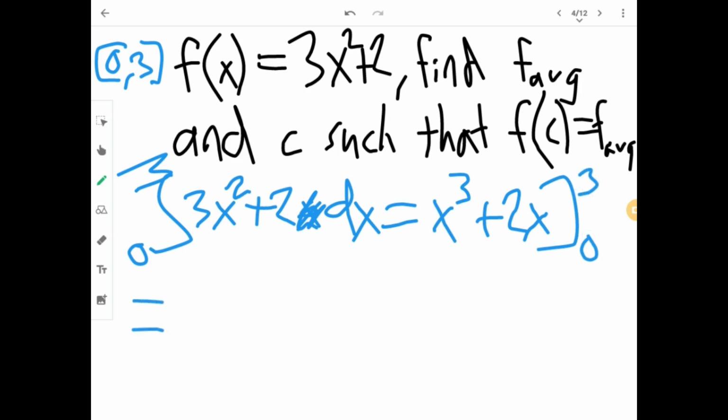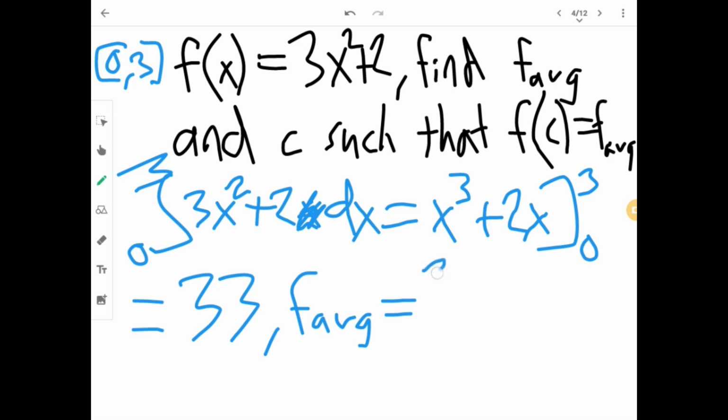So this is equivalent to 3 cubed, which is 27, plus 2 times 3, which is 6. So 27 plus 6 is 33. And then minus 0 cubed plus 2 times 0, so 0. So it is 33. Now that is the area. f average is equal to the area over the width, so b minus a, 3 minus 0, which is equal to 11.